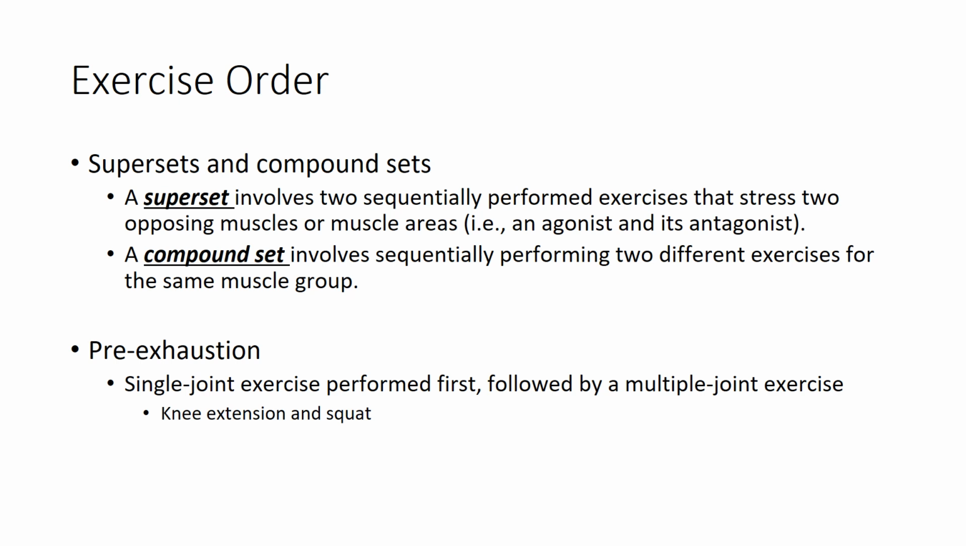So a superset, for example, would be having your athlete perform 10 repetitions of knee extension exercise, and then follow that by 10 repetitions of leg curl exercise. A compound set involves sequentially performing 2 different exercises for the same muscle group. So for instance, we can utilize an athlete completing a barbell bicep curl and then switching to dumbbells and performing some sort of hammer curl. Right?